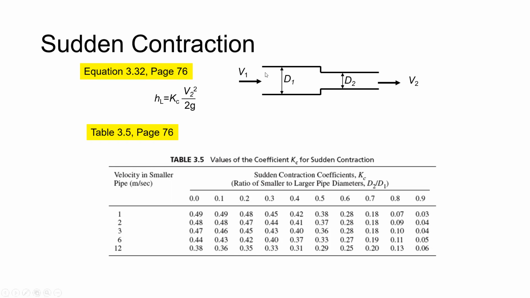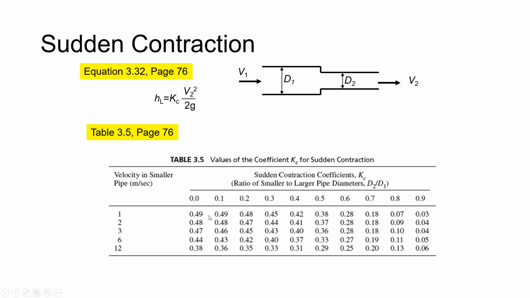So to do a sudden contraction minor loss calculation, the head loss is calculated as this coefficient times v squared over 2g, but which velocity are we using? This isn't very tricky except for which velocity do we put in the equation. In this case, it's the downstream velocity or the faster velocity for the smaller pipe. So v2 squared over 2g, the velocity in the downstream end of the contraction. And our coefficients are a function of the pipe flow velocity in the smaller pipe, so v2, as well as the ratio of the diameters.